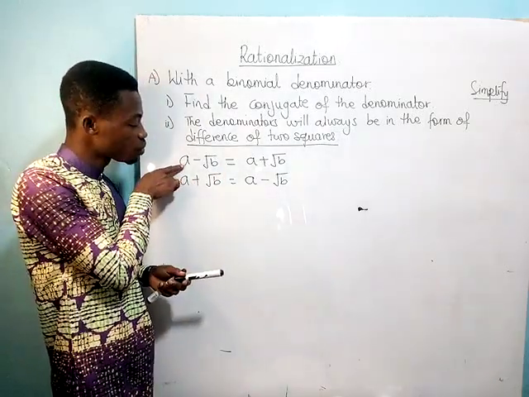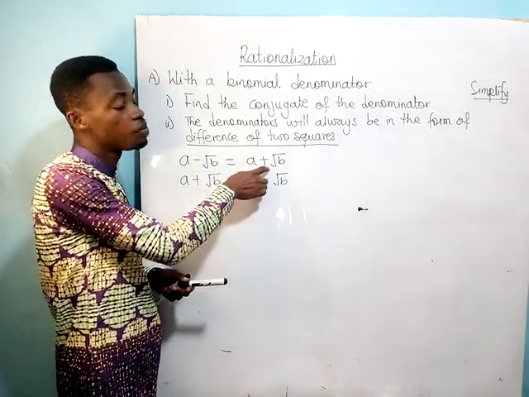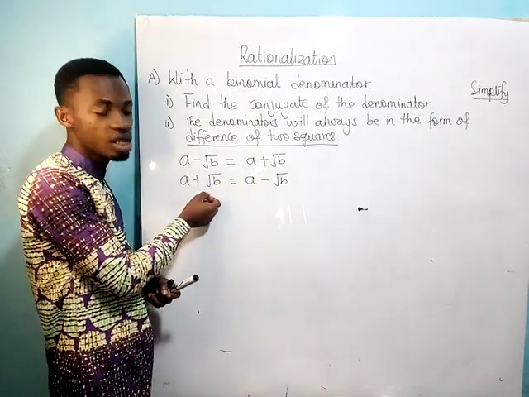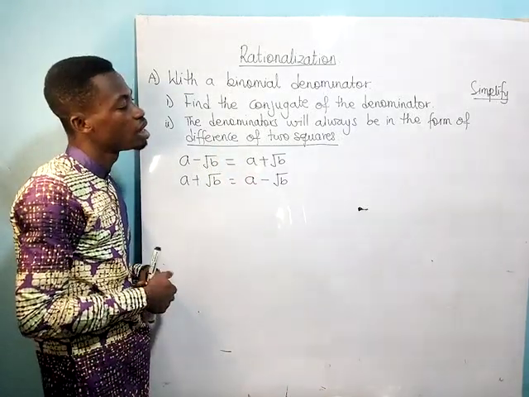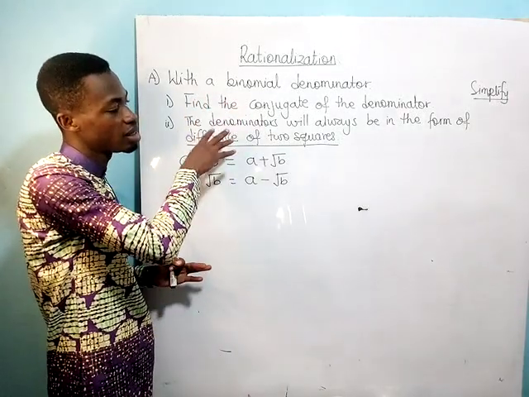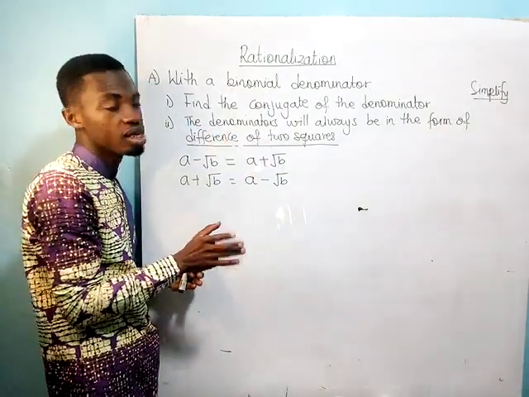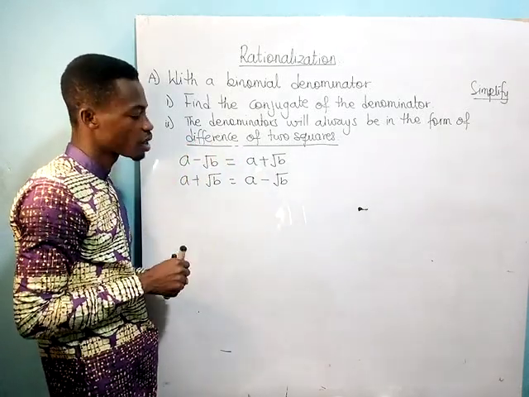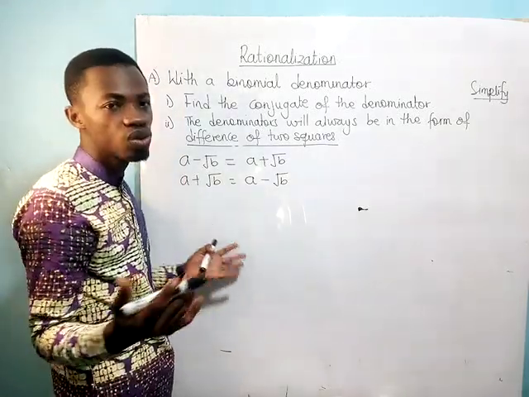So, for example, we have a minus root b. Its conjugate is a plus square root of b. We have a plus square root of b. Its conjugate is a minus root of b. Understand that when we are rationalizing this, our denominators will always give rise to a difference of two squares. So this is another concept you must really know very well. So we will take a question, take our time, simplify, then you be okay with that.